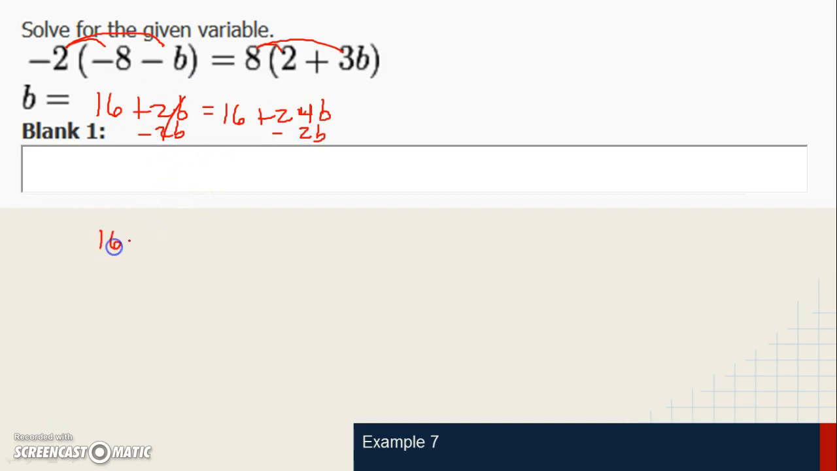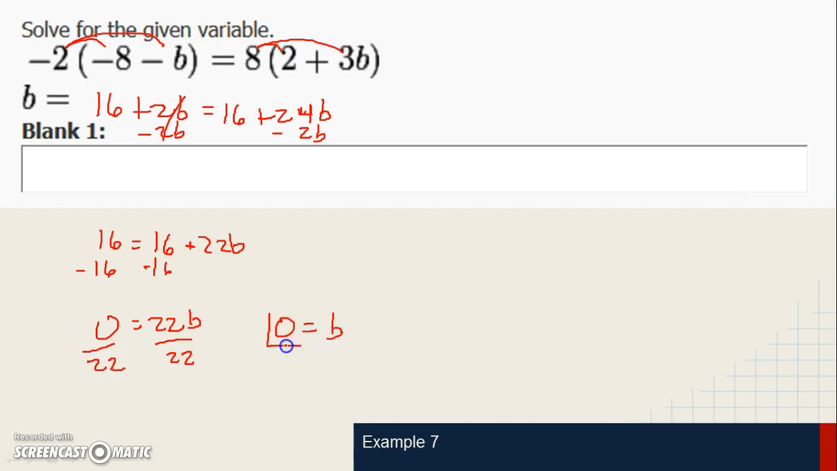I have 16 equals 16 minus 22b, and that should be a plus. 24 minus 2 is positive 22b. I subtract 16 from both sides. I get 0 equals 22b. I divide by 22. 0 divided by 22 is 0. 0 equals b.